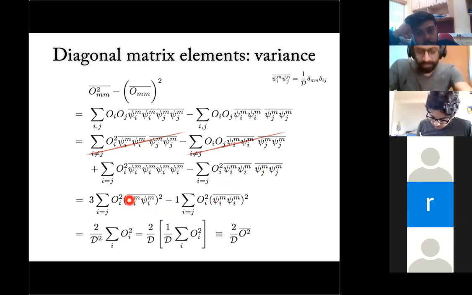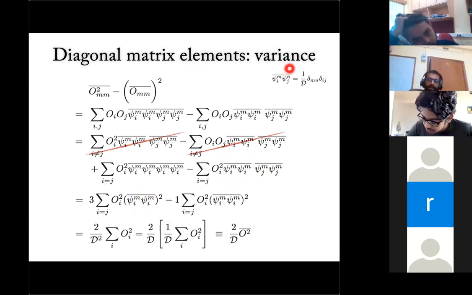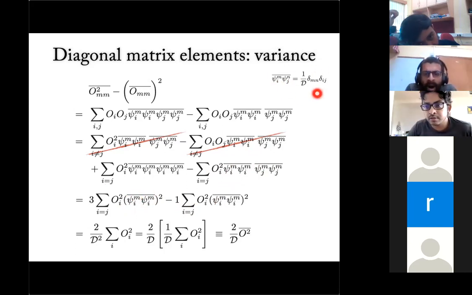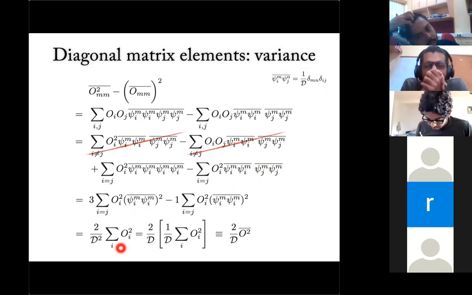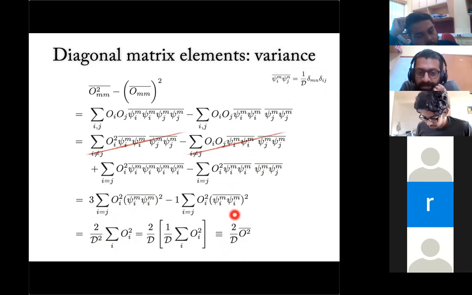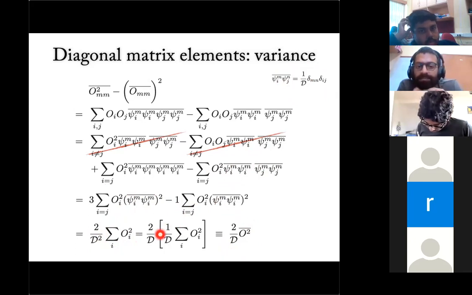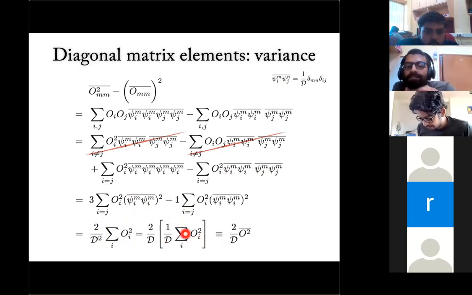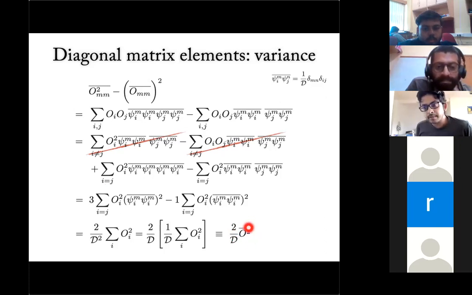Next step, we have this average. You can use Berry's conjecture, which is this. You can substitute this thing over here, and finally you end up with this. Over here, I've used the definition of one over d times this average of eigenvalue squared. So this is the average of the square of the eigenvalues, and this is given by this. Is that clear?